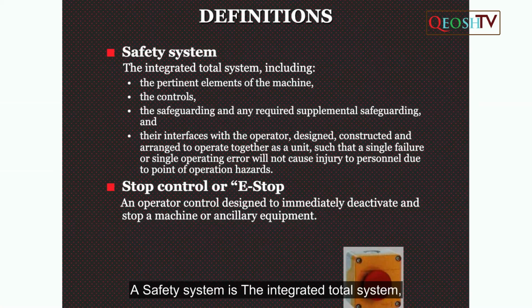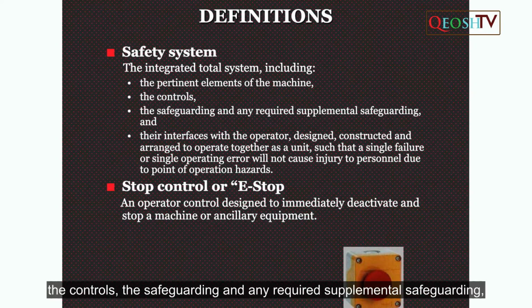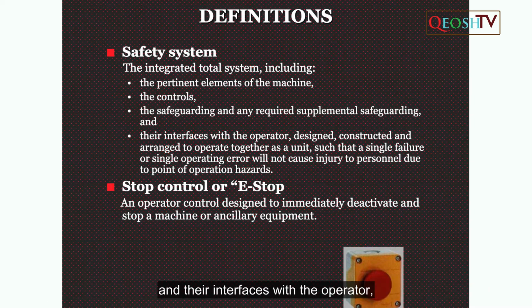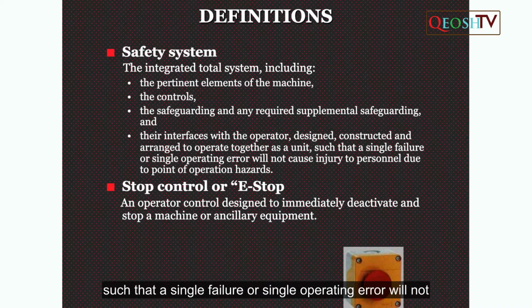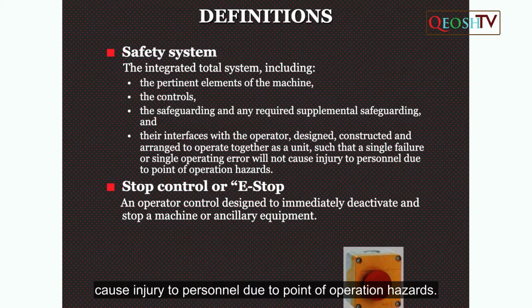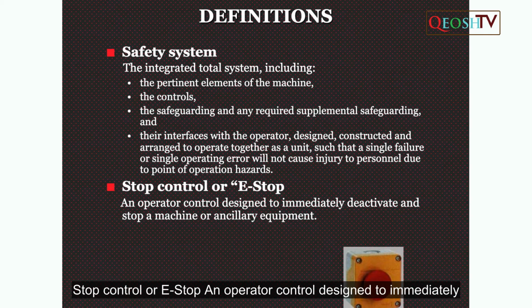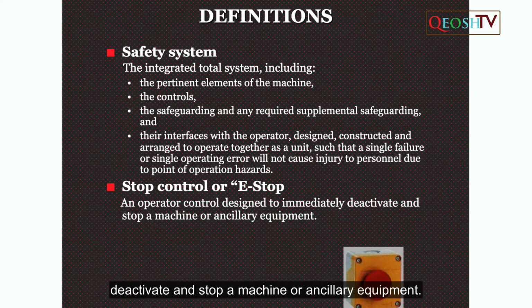A safety system is the integrated total system, including the pertinent elements of the machine, the controls, the safeguarding and any required supplemental safeguarding, and their interfaces with the operator, designed, constructed and arranged to operate together as a unit, such that a single failure or single operating error will not cause injury to personnel due to point of operation hazards. Stop control or e-stop. An operator control designed to immediately deactivate and stop a machine or ancillary equipment.